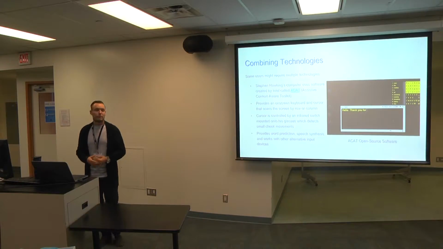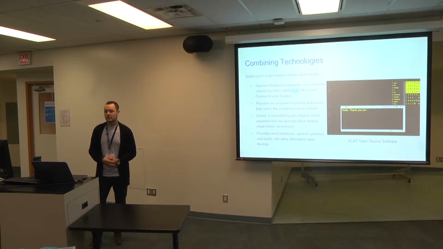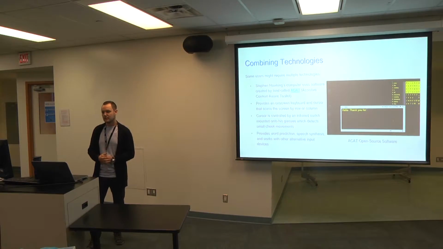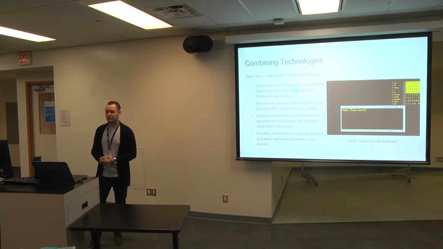So some users may require one or more of these technologies. Stephen Hawking is a great example of this. He has a computer that uses software which was developed by Intel. The software is called ACAT, which stands for Assistive Context Aware Toolkit. And what this does is it provides him an on-screen keyboard and a cursor, which scans the screen by row or column automatically. And like I mentioned earlier, he's got an infrared sensor mounted to his glasses.